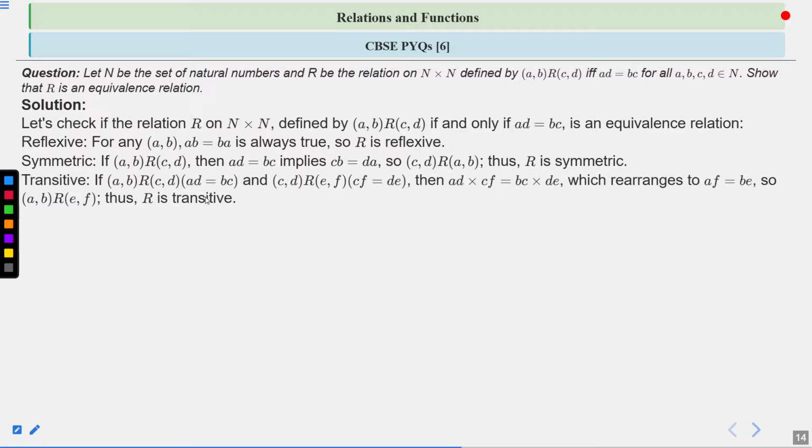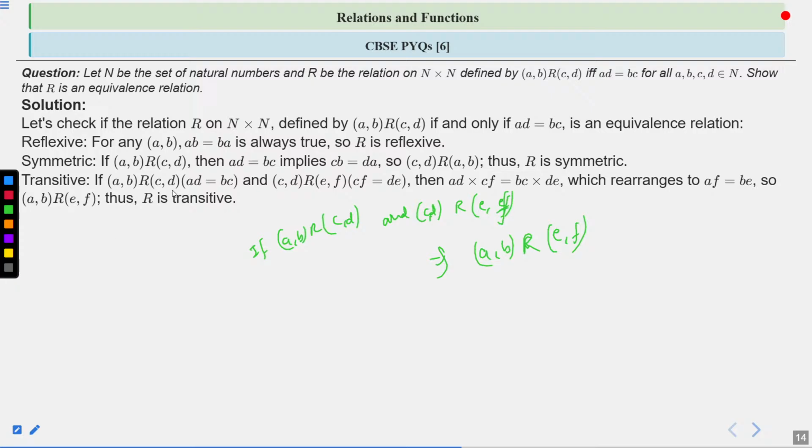Let's check for transitive. For transitive, if AB is related to CD, and CD is related to something EF, then this implies AB must be related to EF. AB must be related to EF, right? Clear?